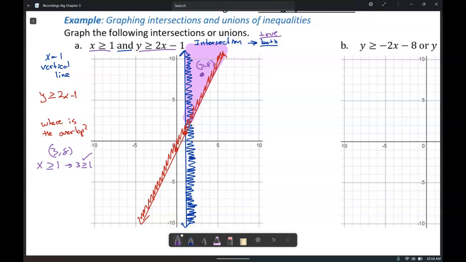Let's check it with the second one. Same ordered pair. We're going to substitute in: 8 is greater than or equal to 2 times 3 minus 1. Is 8 greater than or equal to 5? Yes, it is. So it satisfies both inequalities. So we know that anything in that shaded region is going to be a solution to our intersection.